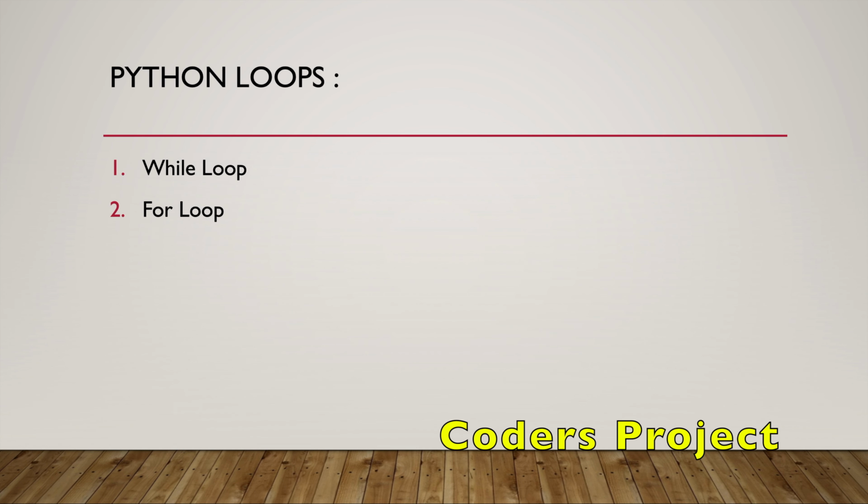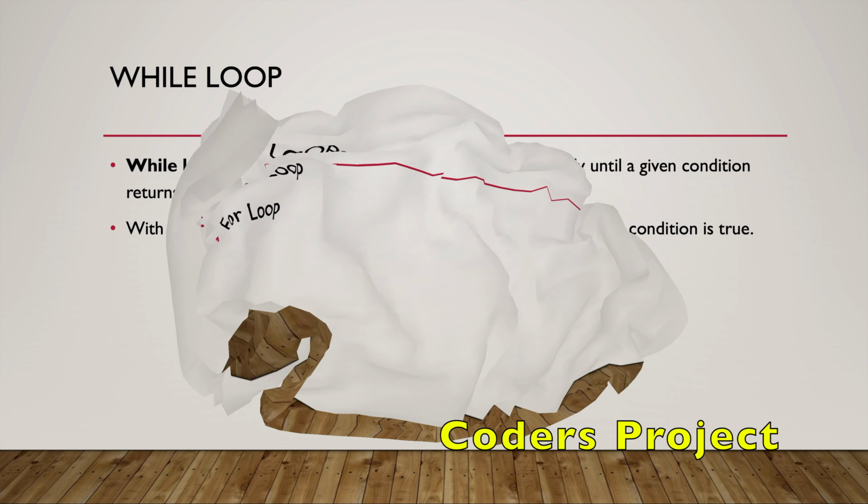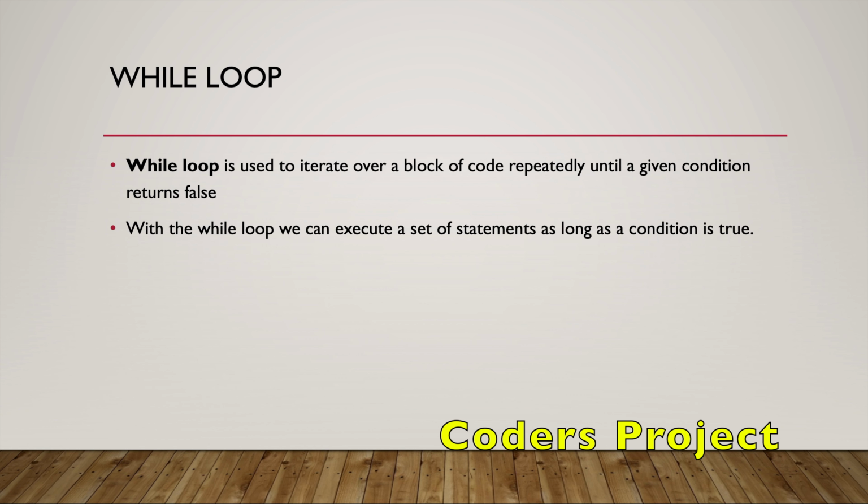In this video, we're going to be discussing the loops available in Python. There are two kinds of loops available in Python. The first one is the while loop and then the for loop. So what is a while loop? A while loop is used to iterate over a block of code repeatedly until a given condition returns false. This can also be used as an infinite loop. With the help of a while loop, we can execute a set of statements as long as the condition is true.